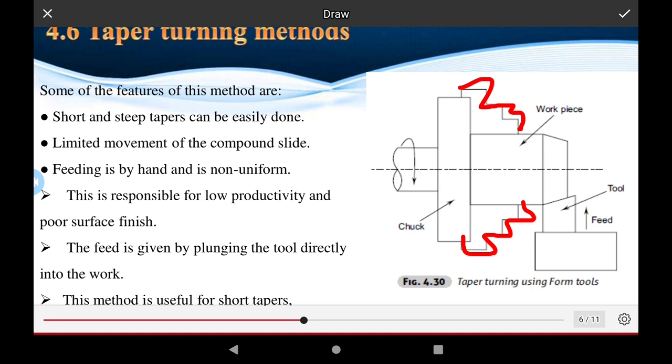This is the tool post. The tool post is selected for the tools. This is the feed direction. This is the tool that performs the work, and this line is the working operation on the job, removing material.